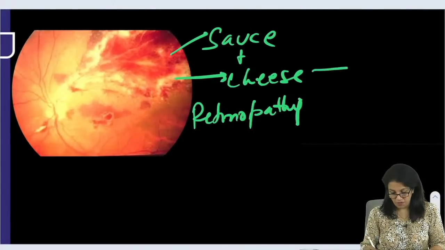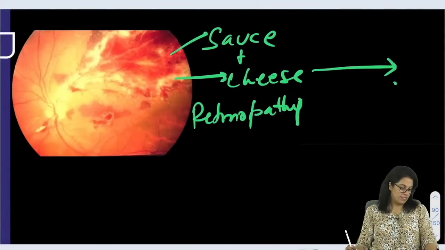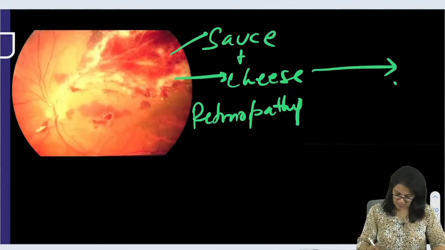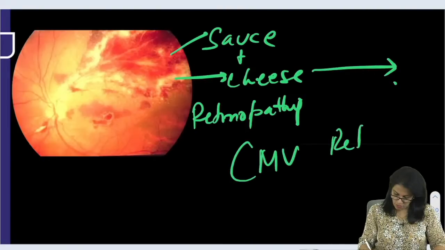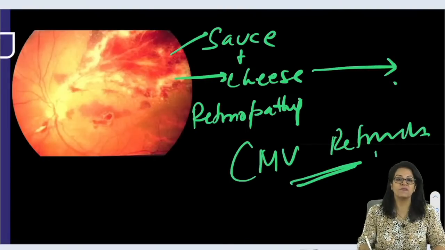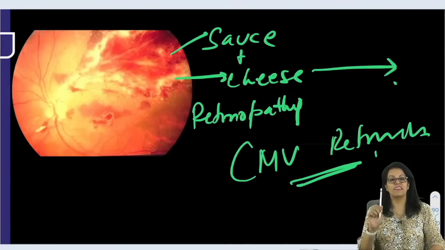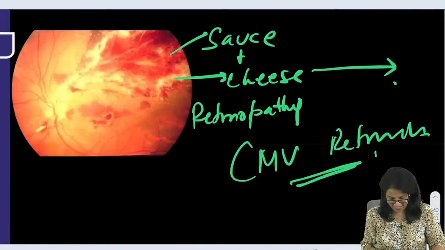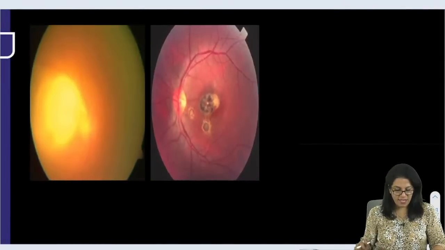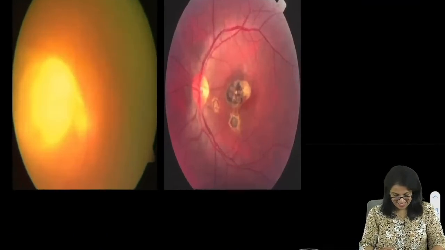So, it is a feature of all of you. What is the diagnosis? Quickly answer this. Very good. CMV retinitis. Most common opportunistic infection after HIV is CMV retinitis. CMV. Okay, don't forget that. What are you now looking at? What is this?